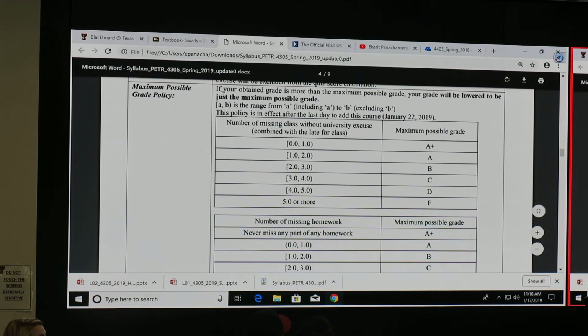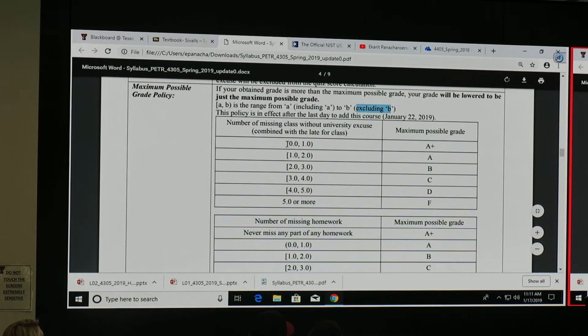If your obtained grade is more than the maximum possible grade, your grade will be lowered to just the maximum possible grade. What is the maximum possible grade? It's a penalty. Bracket means include. Parentheses mean not include, exclude. So bracket A, comma, B parentheses is the range from A, including A, to B, excluding B.